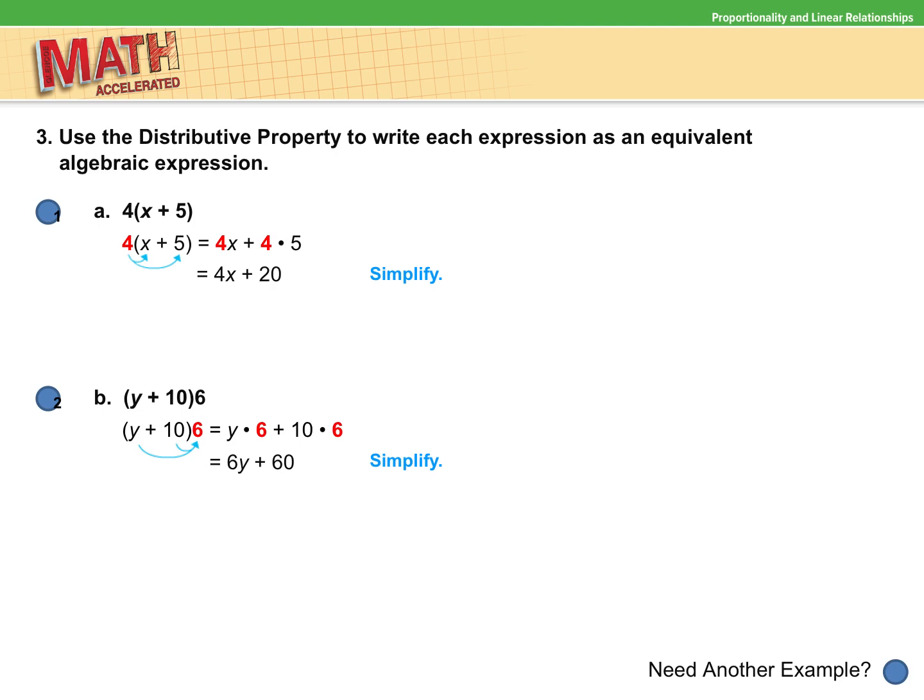Okay, so first step on A, I would take 4 times x. And then second step, I would take 4 times 5. What's 4 times x? 4x. Right, they just go together. 4x. And then what's 4 times 5? Plus 20. Can I combine 4x and 20?